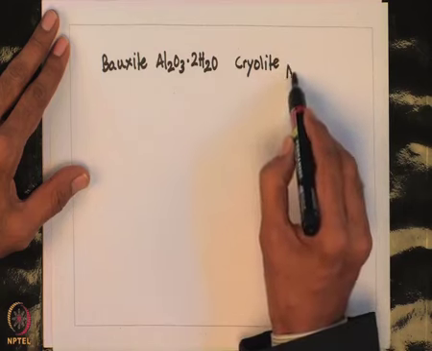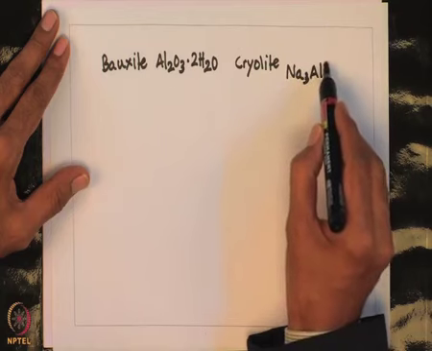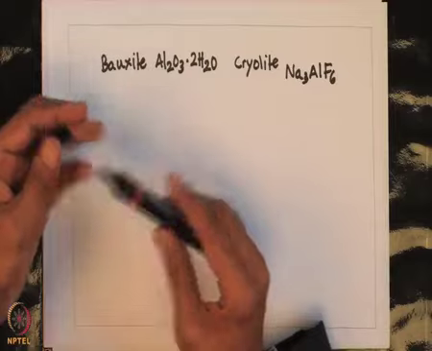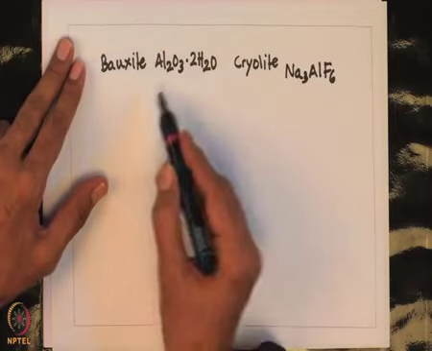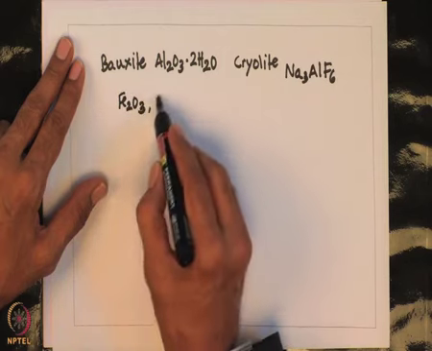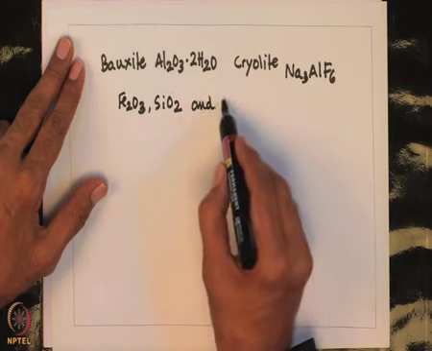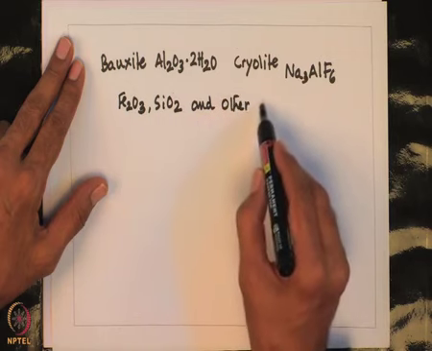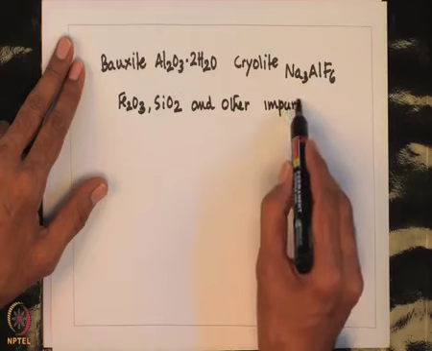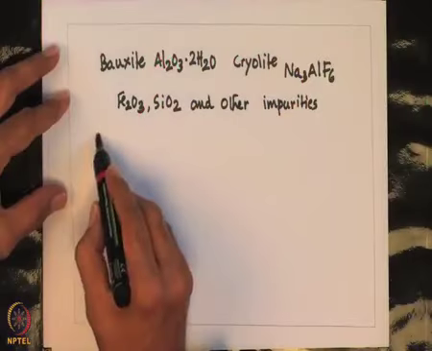Cryolite is nothing but sodium hexafluoroaluminate. Okay. And bauxite contains mainly iron oxides such as Fe2O3, silicon dioxide or silica, and several other impurities. In order to isolate pure aluminum, these impurities must be removed. This is done by a method called Bayer's process.